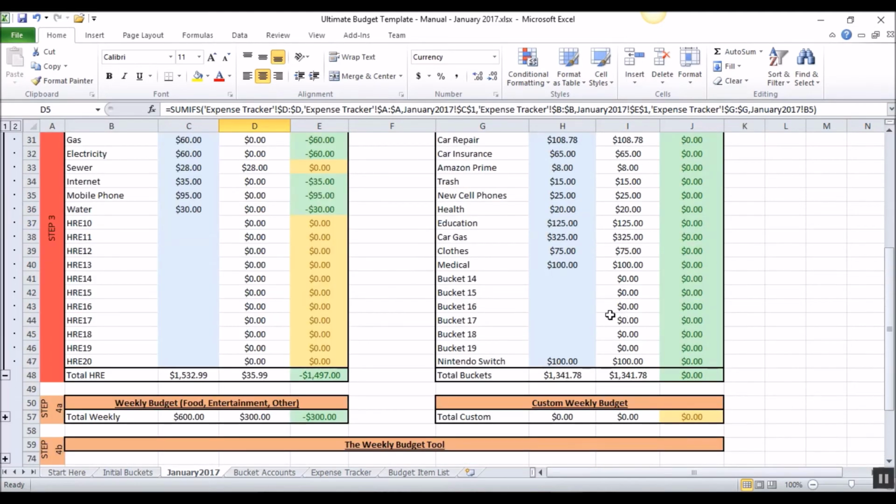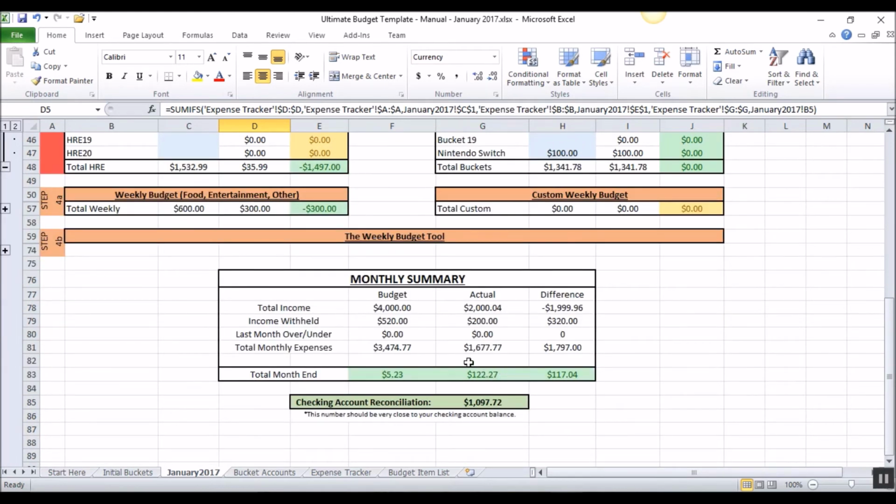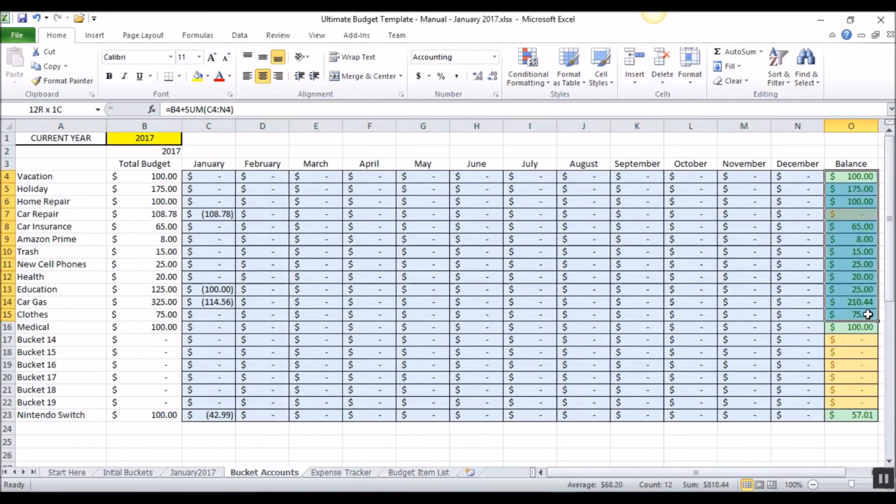I have my buckets filled, and I still have $122.27 left over. Now, in my checking account, I will have $1,097.72 because I will have this $122.27 still there, and I will have the total of my bucket accounts over here, which is the $975.45.